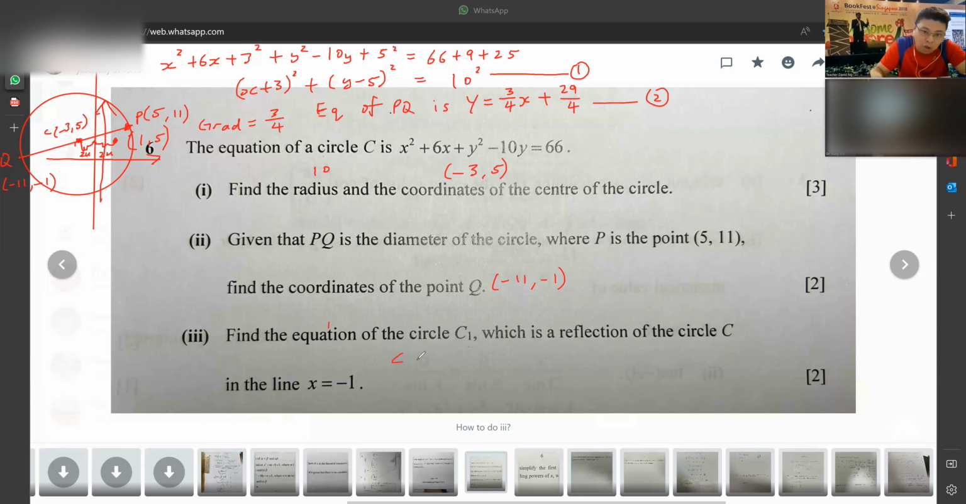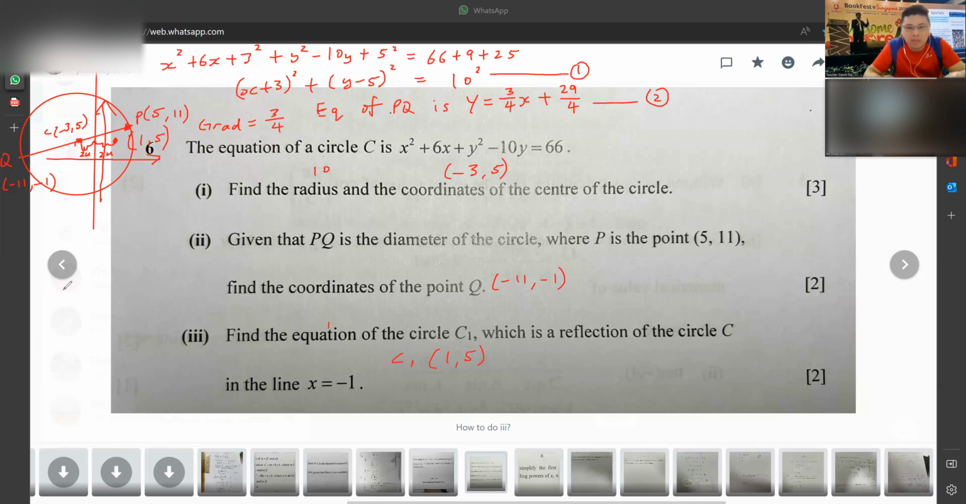So the center, let's call it C1. C1 is 1 and 5. Okay, if you reflect, do you think there'll be changes in the radius? Would there be changes in the radius if you reflect? No, right? The size, because radius is actually the size of the circle, right? The size of the circle is not going to change if you go through a reflection.